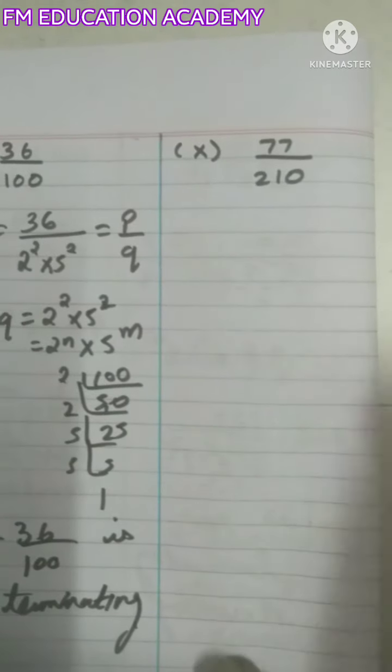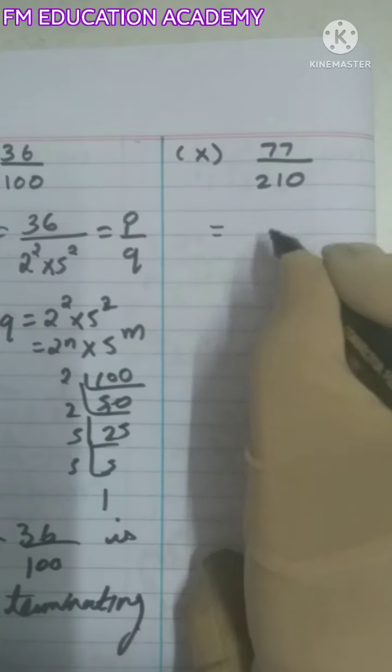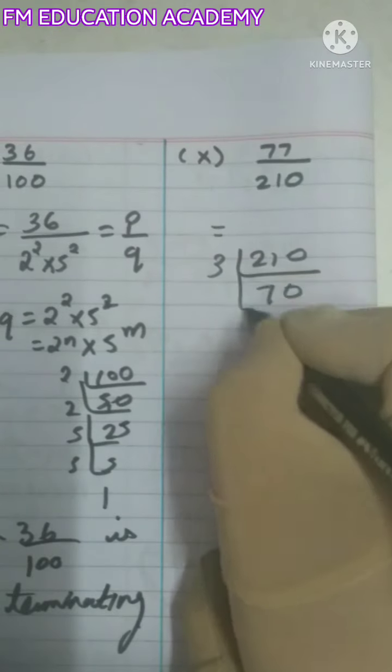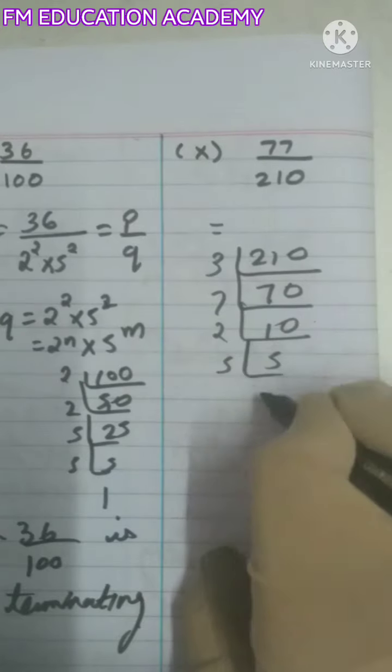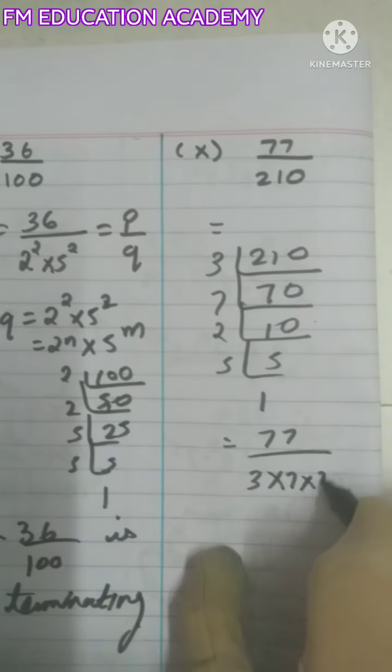10th bit 77 by 210. Okay, so this can be written as C210. How can I write 210 as 3 7s are 21, 3 zeros are 0, 7 10s are 70, 2 5s are 10, 5 1s are 5. That is, we can write 210 as 3 into 7 into 2 into 5.